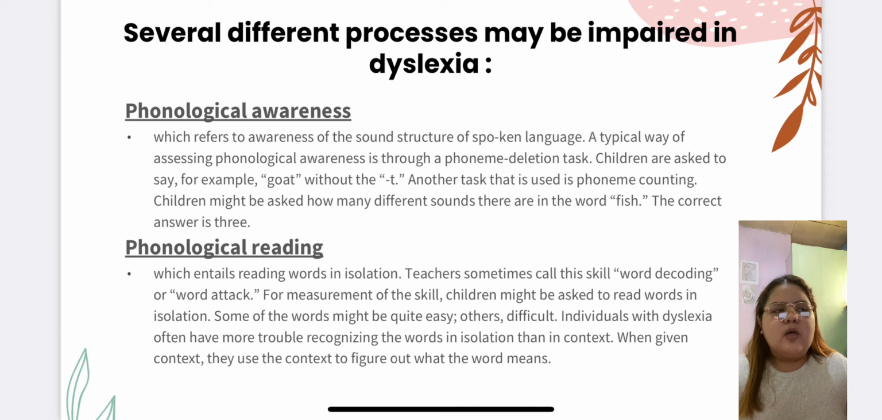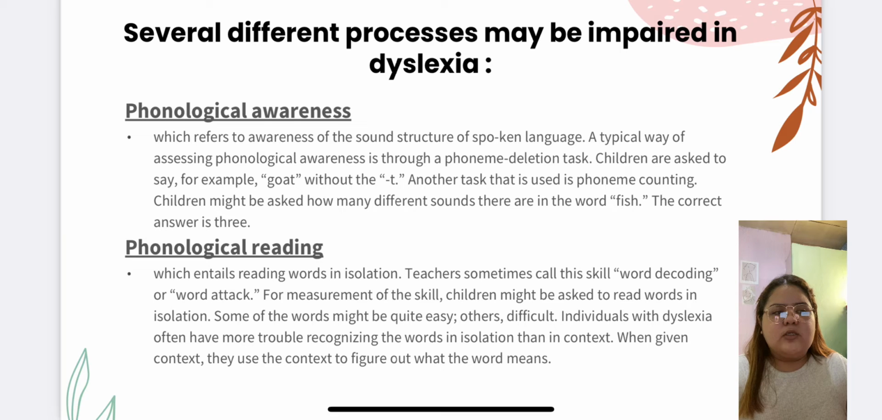So next we have phonological reading, which entails reading words in isolation. Teachers sometimes call these skills word decoding or word attack. For measurement of the skill, children might be asked to read words in isolation. Some of the words might be quite easy, others difficult.